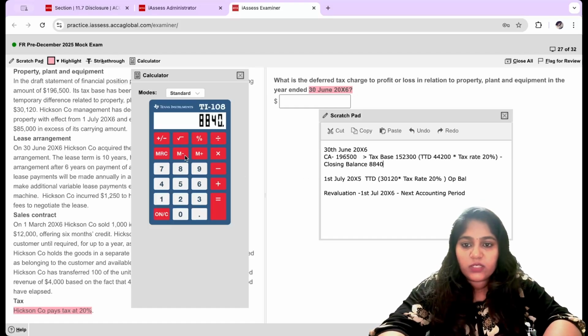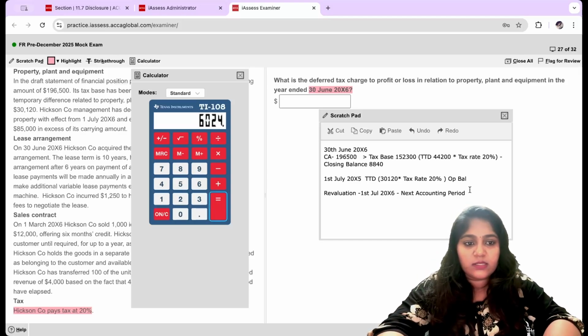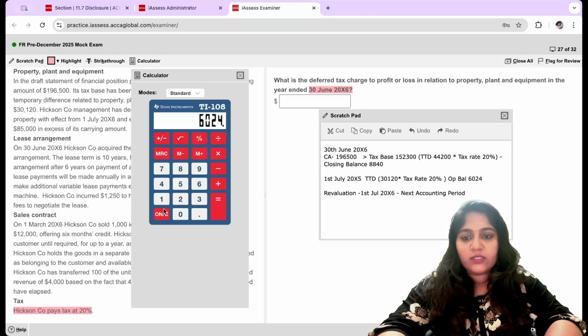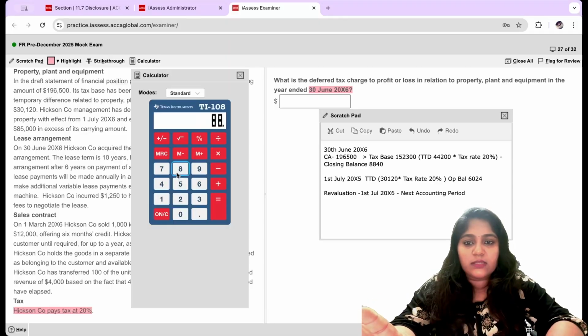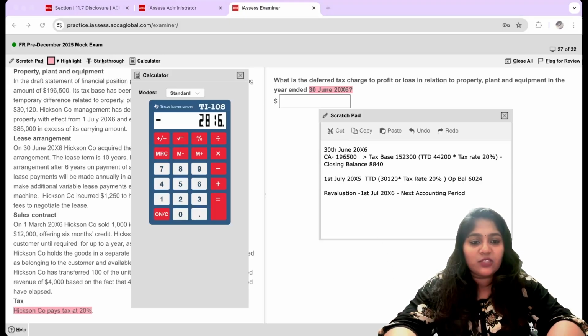What is my opening balance? 30,120 into 20 percent is my opening balance, that is 6,024. Increase or decrease? Opening balance is 6,024, closing balance is 8,840. There is an increase of how much? 2,816. So the tax charge will be how much, guys? 2,816.